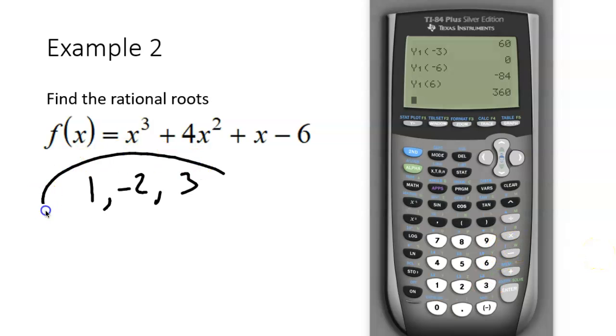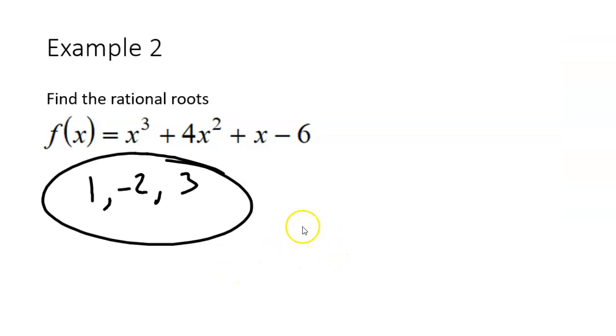Now remember, these are only the rational roots. That doesn't mean that it's all of the roots that are possible. There could be some other roots that are irrational. But what I have just found is the rational roots. Okay? All right, so that's the calculator trick. So if you have a calculator, it could make life a little bit easier. If you don't, well, just go ahead and do it by hand. It's not a biggie.